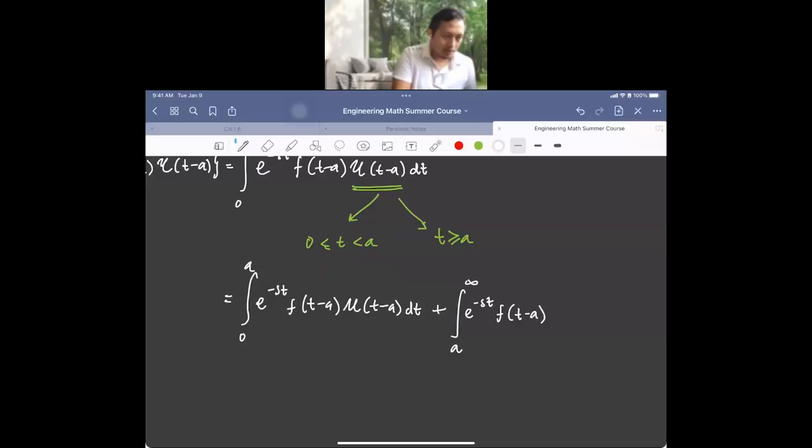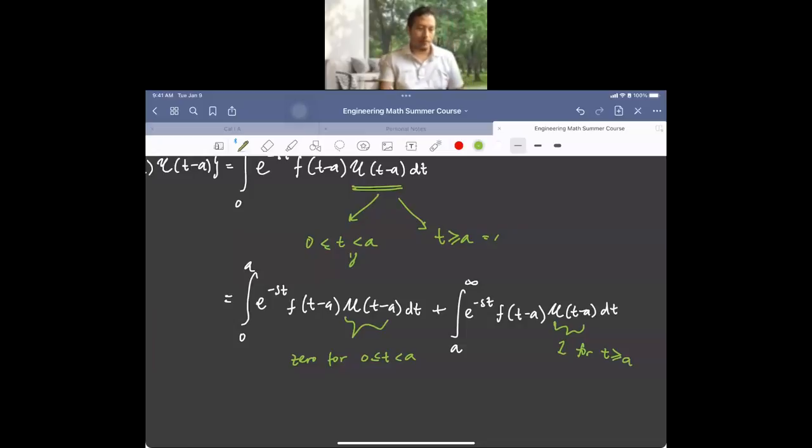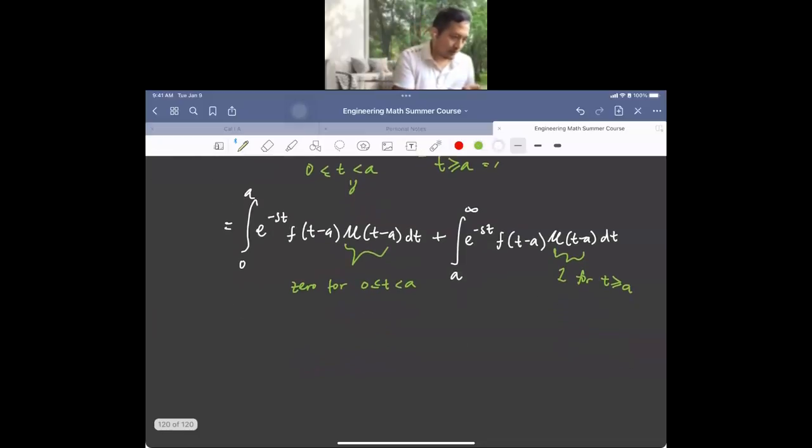And then f(t minus a) Heaviside(t minus a) dt. Remember, for the Heaviside, from 0 to a this will be equal to 0, and for t greater than a this will be equal to 1. So what will happen here? This will be 0 for this interval. To make sure, this Heaviside is 1 for t greater than or equal to a. Now this results in the integral from a to infinity.